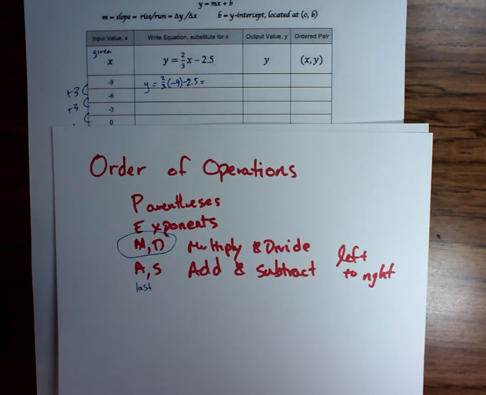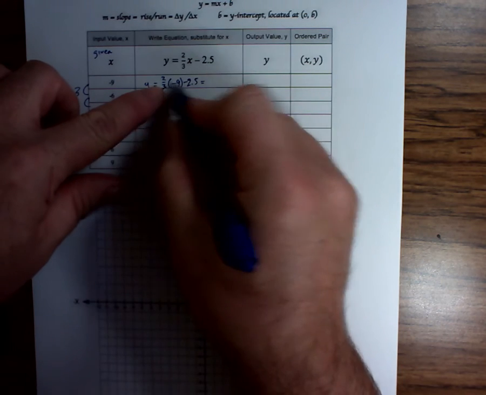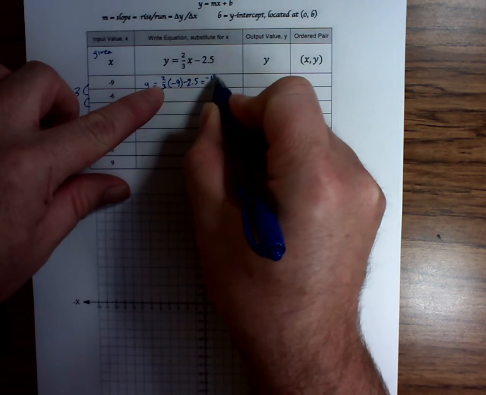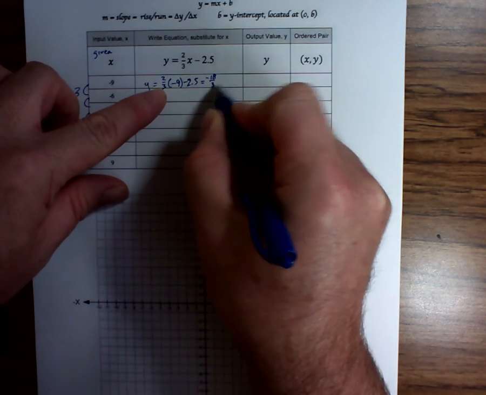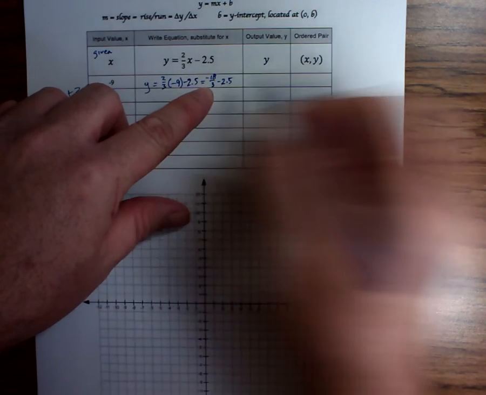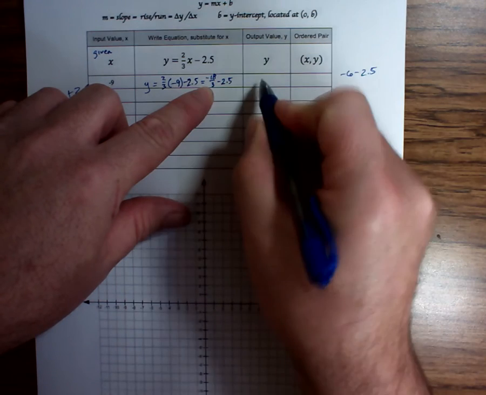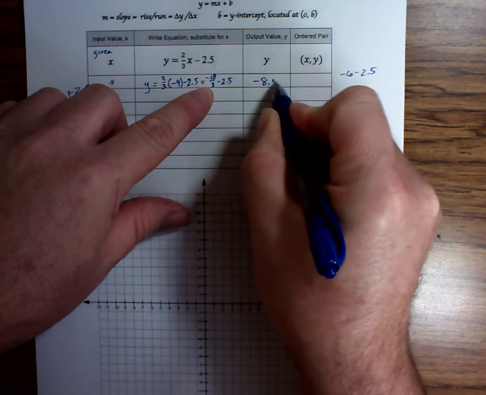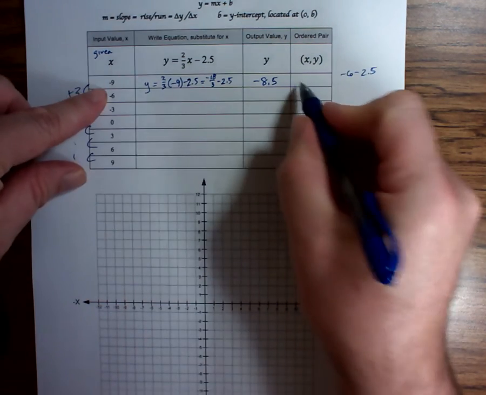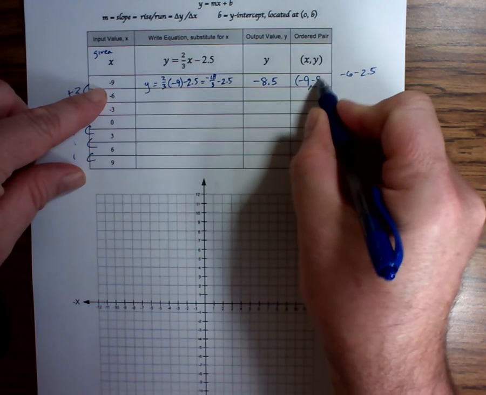So I'm just going to focus here on my 2 times. That's going to be negative 18 over 3 minus 2.5. Okay, well that's negative 6. Negative 6 minus 2.5 is negative 8.5. So my first point is negative 9, negative 8.5.